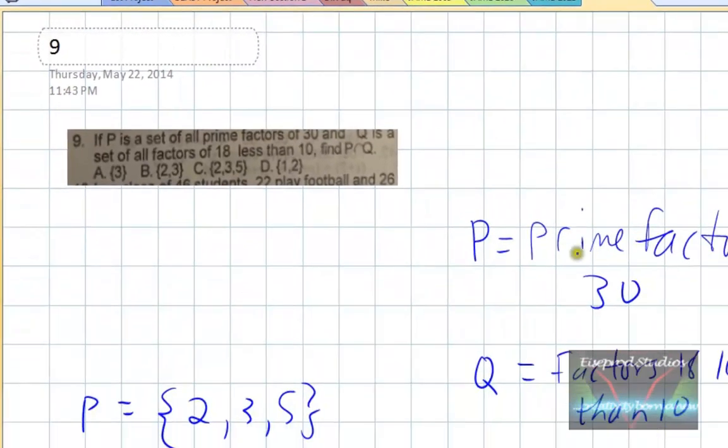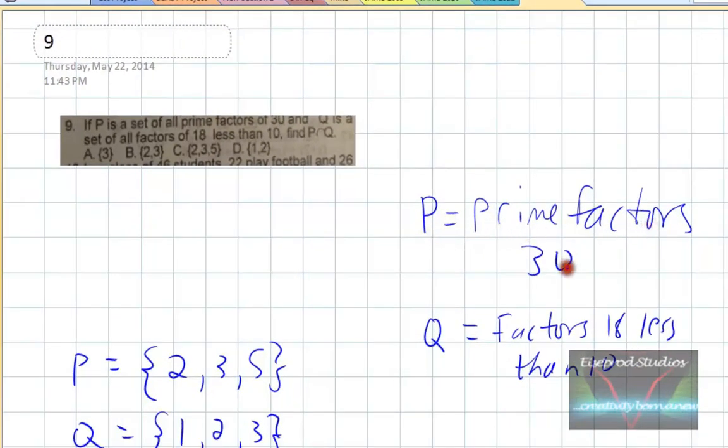Okay, so question 9 asks, if P is a set of all prime factors of 30, and Q is a set of all factors of 18 less than 10, find P intersection Q. So what you're going to do is first figure out what P and Q are. So it says that P are the prime factors of 30.